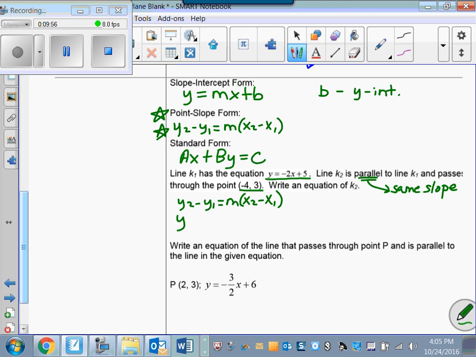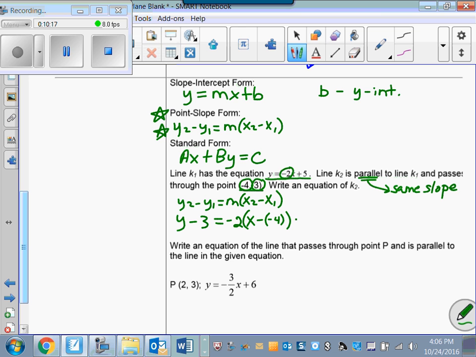So we have y minus this y right here. So y minus 3 equals, what's our slope? Oh, it's the same as the slope of this line because they're parallel. So that's negative 2 times x minus negative 4, because our x value is right here of our point.